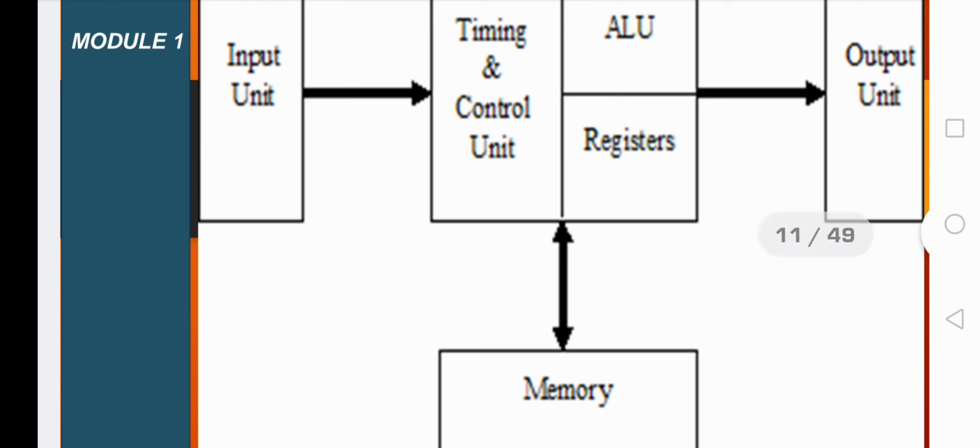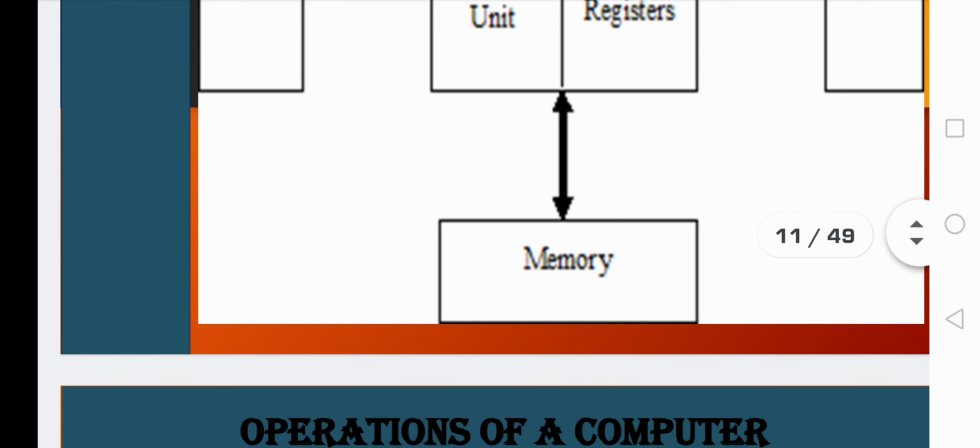So in order to store the program, the data or information, or the output result, whatever the processor is executing or producing, it has to be stored in the memory itself. Hope it is clear.